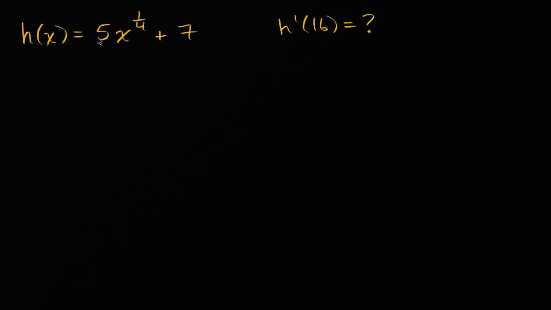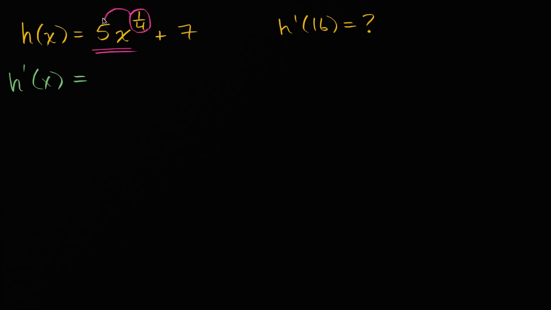All right, well, let's just take the derivative of both sides of this. So on the left-hand side, I'm going to have h prime of x. And on the right-hand side, I can just take the derivative of 5x to the 1/4 and add that to the derivative with respect to x of 7. So the derivative of 5x to the 1/4 power, well, I can just apply the power rule here. You might say, wait, there's a fractional exponent, and I would just say, well, that's okay. The power rule is very powerful.